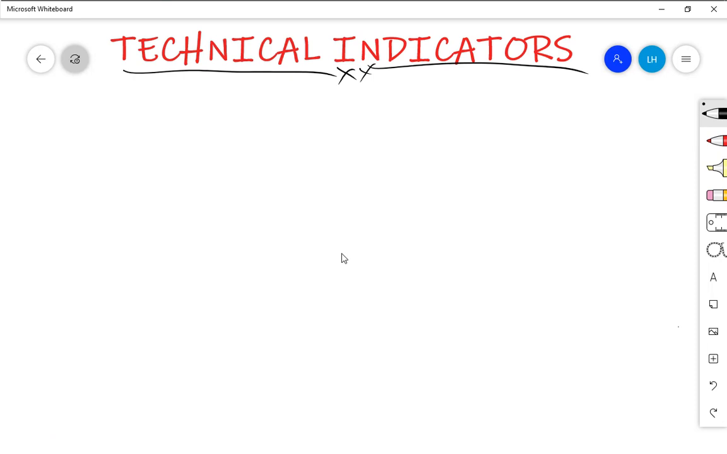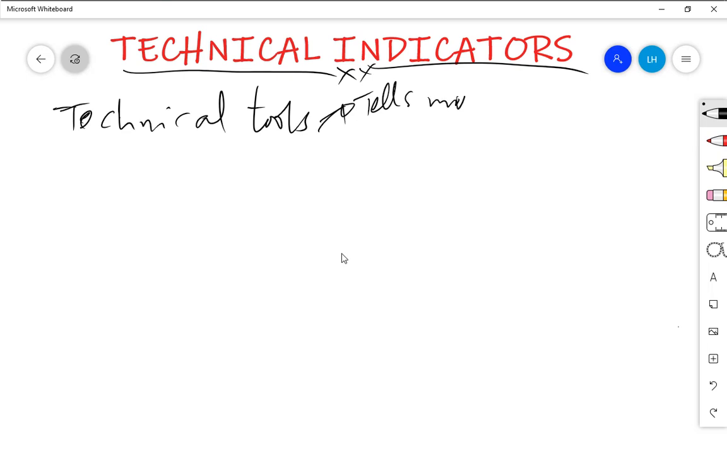Mainly, indicators we call technical tools. They are technical tools which are used to tell the movement of price. So those are what we call the indicators.